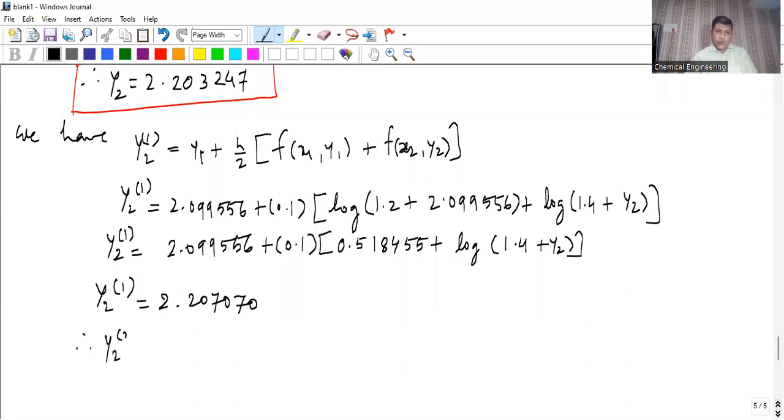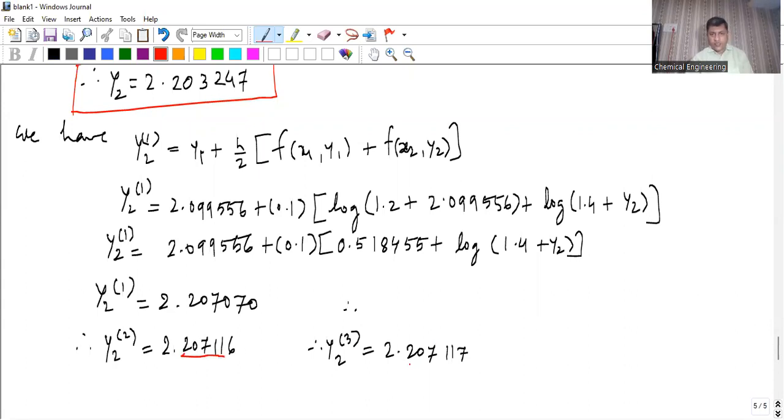Okay, that's good. Now the second correction to y2. So again press CALC and you'll be having 2.207070. Then you can get the value as 2.207116. Are you getting this value? Yes, sir. Okay, now the third correction to y2. Okay, so you can go with CALC and then you'll be having 2.207116. Okay, and then you can get here as 2.207117.